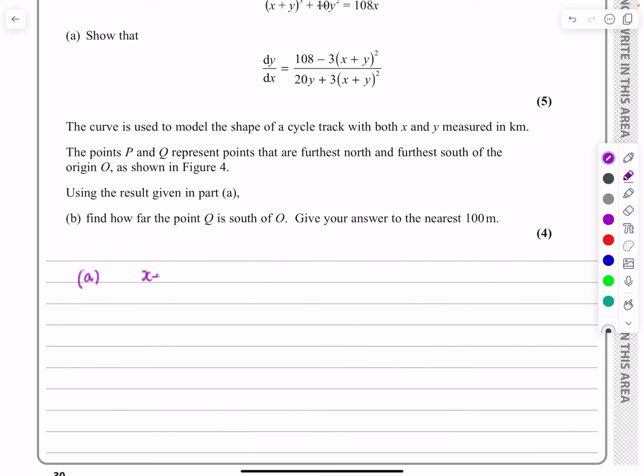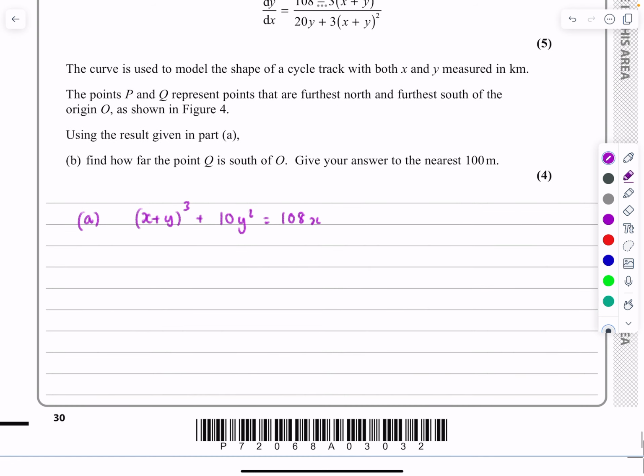I've got x plus y cubed plus 10y squared is equal to 108x. So if I'm differentiating x plus y cubed, I'm sort of going to use a chain rule, but I'm not going to write a lot down about this. Think about it as being u cubed, and the differential of u cubed would be 3u squared. If u is a function, as it is here, it's 3u squared times by the differential of what's in here. So we're going to do all that. We're just not going to write all that stuff down because we're at question 11 of a P4 paper. We should be able to do this relatively straightforward and quickly.